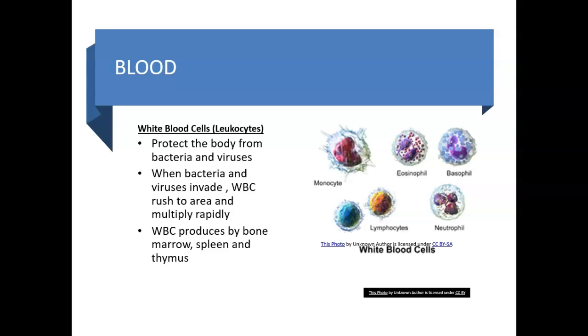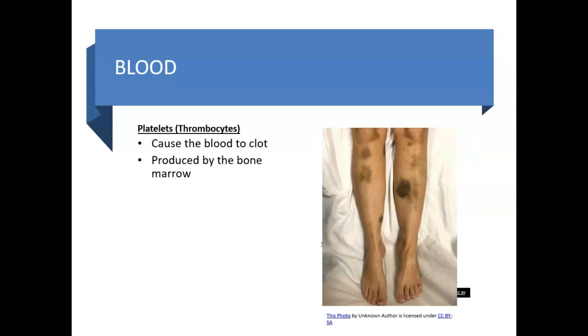And there are different types of white blood cells. As you can see: monocyte, eosinophil, basophil, neutrophil, and lymphocytes. Those are all considered white blood cells, but different types. Platelets are thrombocytes, same thing. They cause the blood to clot, and they are also produced in the bone marrow.